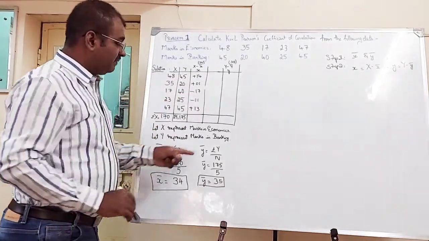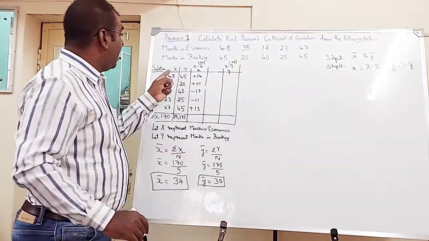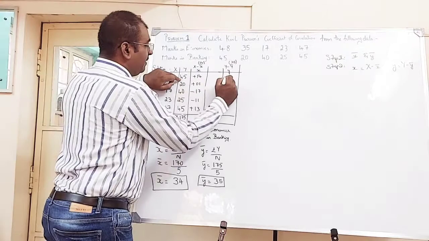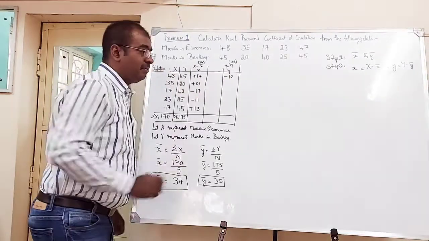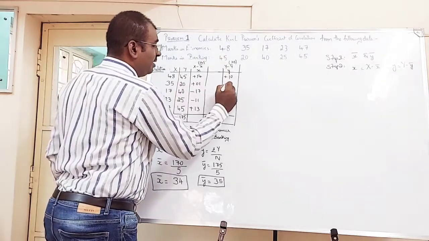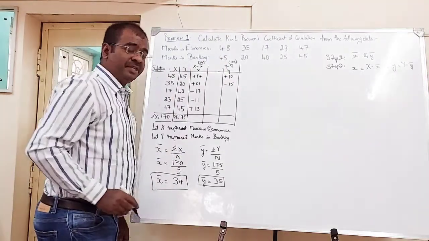So similarly, let us find out the deviation of y from y bar. So the value of y is 45. 45 minus 35, plus 10. 20 minus 35, minus 15.